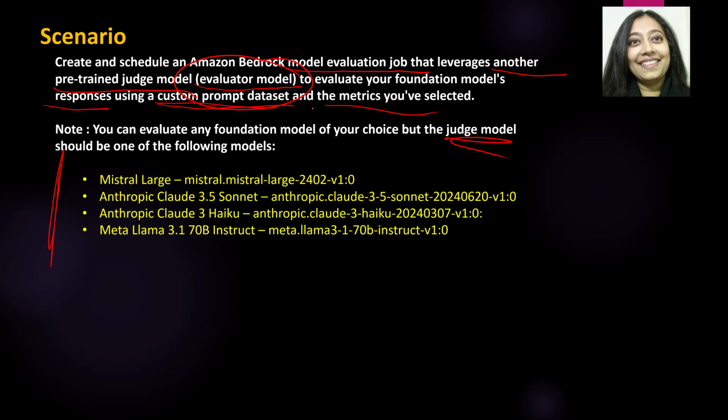And while we are doing this, we will be using a custom prompt dataset, right? So we will be creating our own custom prompt dataset. We'll be using Q for that. And we'll be selecting some metrics that we want the evaluator model to evaluate our foundational model against. So it's an extremely interesting scenario. It's basically AI evaluating AI. So one foundational model evaluating the responses of another foundational model.